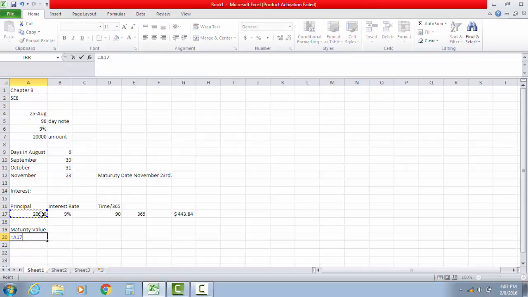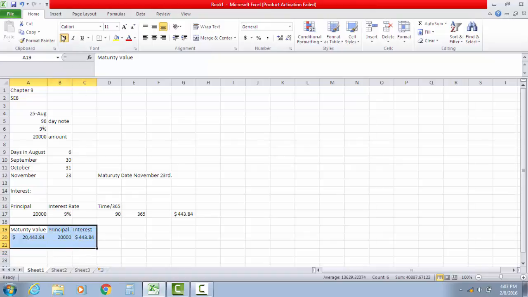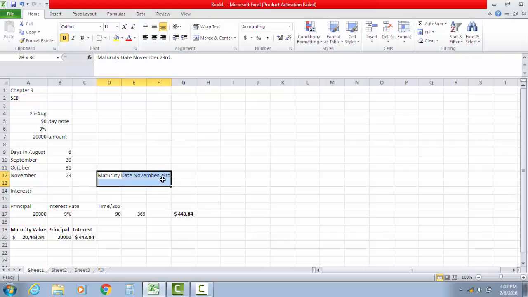Therefore, the maturity value would be the original value of the 20,000 plus the $443.84. So the total maturity value is $20,443.84. And where we get that is principal of 20,000, interest of $443.84. And so here are your answers as far as maturity value, amount of interest you would pay, and then the maturity date for SE8.